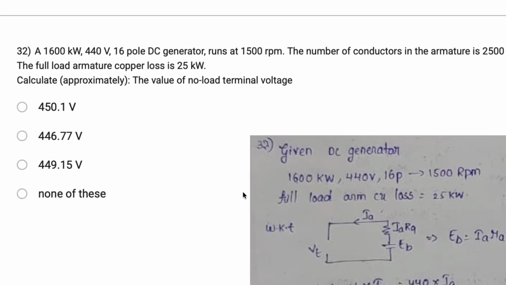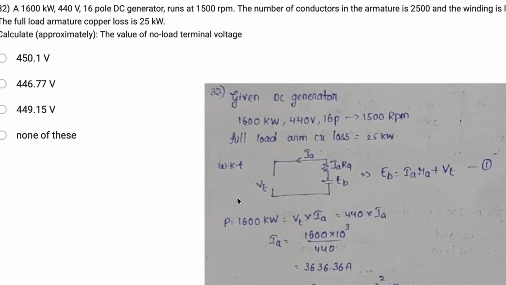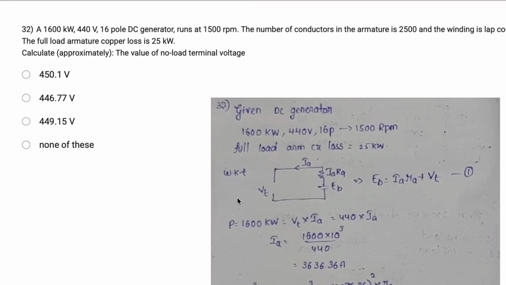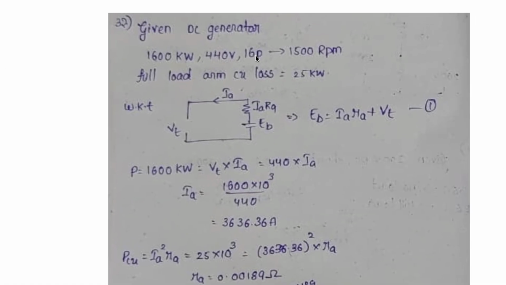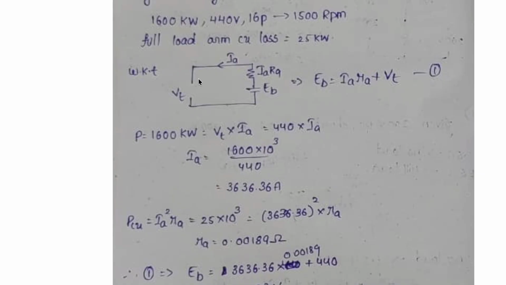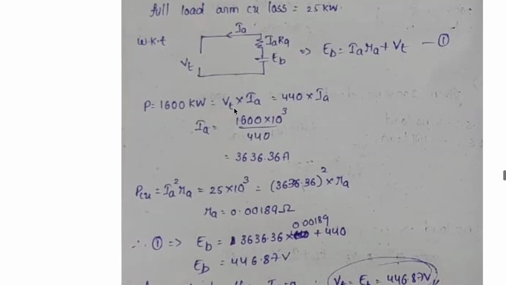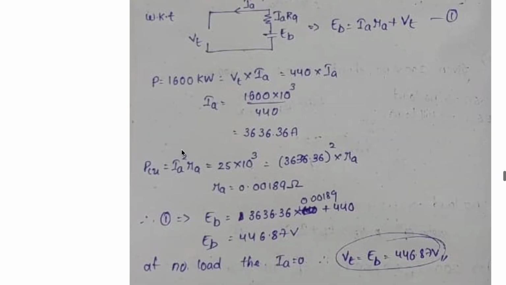Moving on to the next question, a 1600 kilowatt, 440 volt, 16 pole DC generator runs at 1500 rpm. The number of conductors in the armature is 25,000 and the full load armature copper loss is 25 kilowatts. He is asking the value of the no load terminal voltage. Actually, this much data is not required for this question. Drawing the equivalent circuit for the generator, Eb is equal to Ia Ra plus Vt. P is equal to 1600 kilowatt, which is Vt into Ia. By calculating this, we get armature current as 3636.36 amperes.